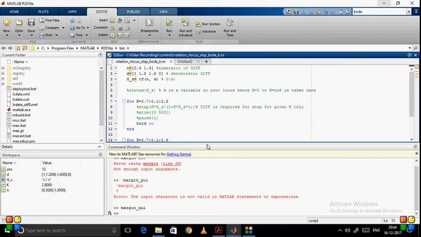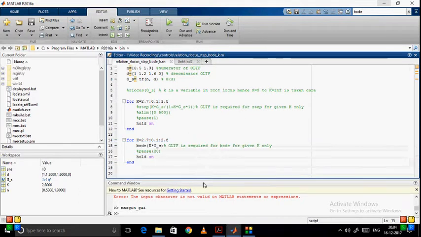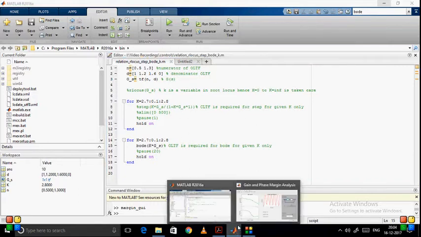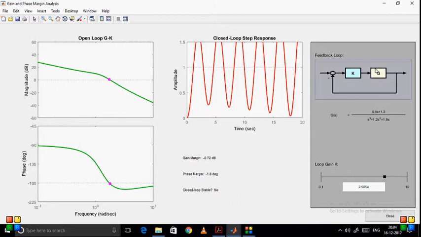There is a piece of code which I have already written. If you are interested, you can pause the video and write it again. As I said, the transfer function that we are taking has numerator 0.5 and 1.3. This is G(s), the open loop transfer function. I am not putting it in a closed loop and checking.